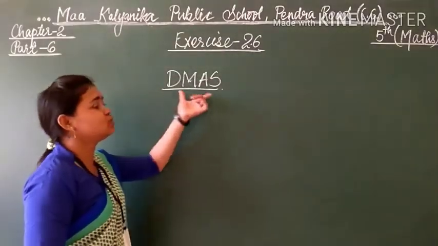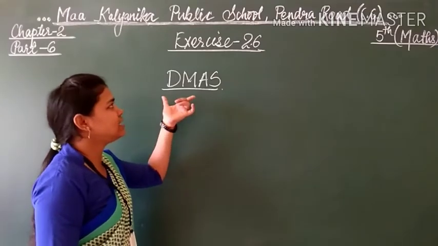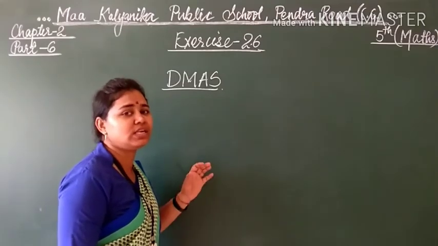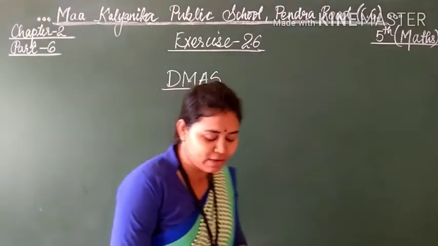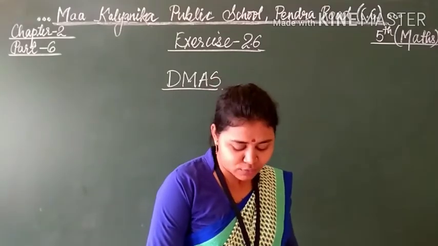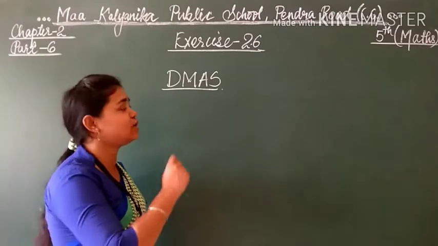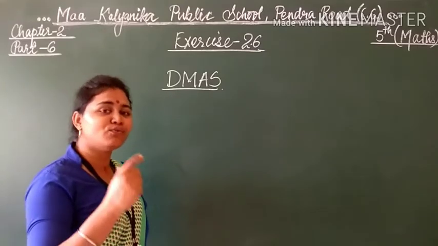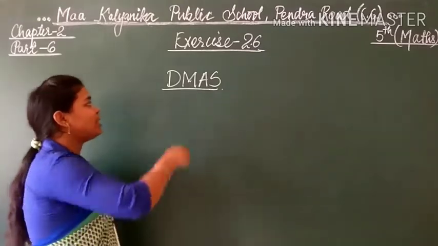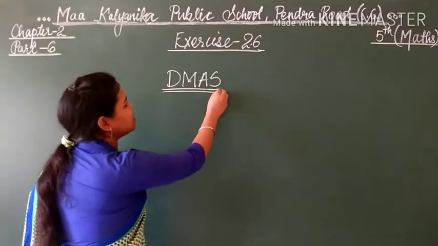So what is this rule? Students, in 2.6 the question is: solve, simplify. You have to simplify whatever question is given. So for simplification, you have to use this rule, that is the DMAS rule.